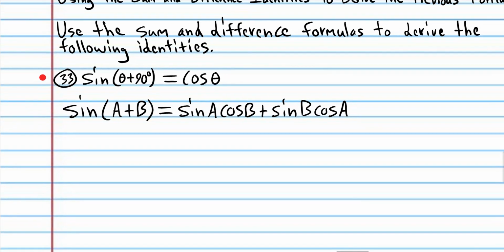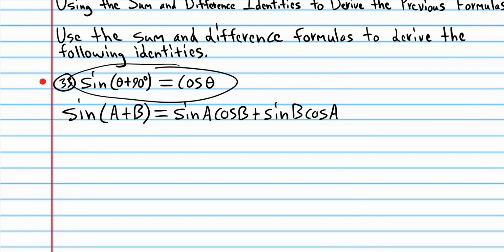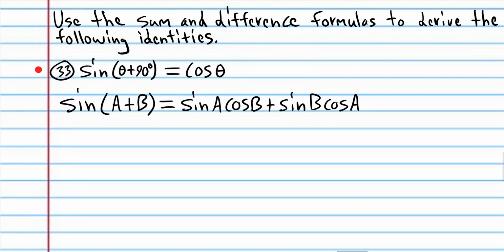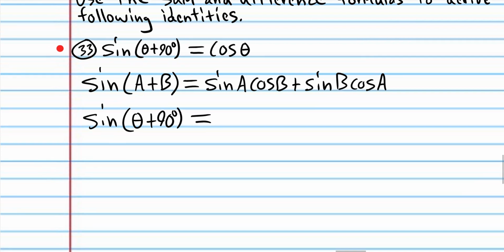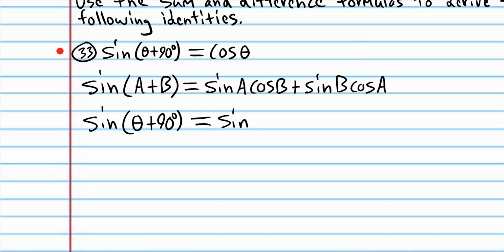So we're going to derive this identity. Let's say that we're trying to figure out what sine of theta plus 90 is equal to, but we don't know. Let's say we forgot that it's equal to cosine theta. So we're going to start with this formula, but instead of A, we're going to plug in theta, and instead of B, we're going to plug in 90 degrees. So now we have sine theta times cosine 90 degrees plus sine 90 degrees times cosine theta.